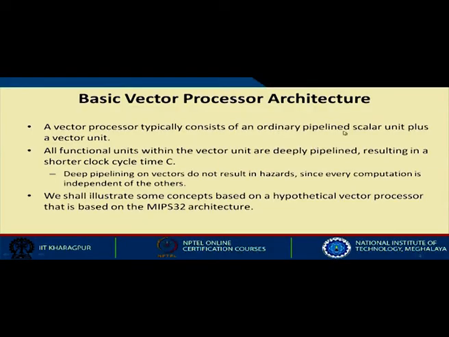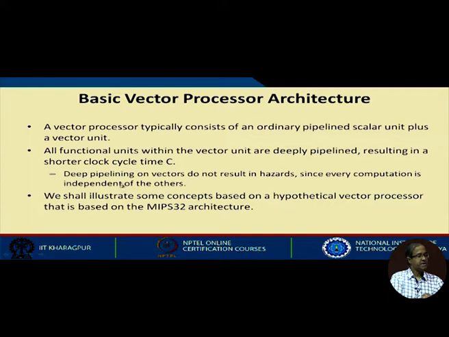So, there will be two things: an ordinary pipelined scalar unit, and in addition a vector unit. The vector unit will consist of the vector registers, the arithmetic units, and so on. Inside the vector unit, all the functional units like adder, multiplier, divider, etc., are deeply pipelined, so that the pipelined clock cycle time will be as less as possible.